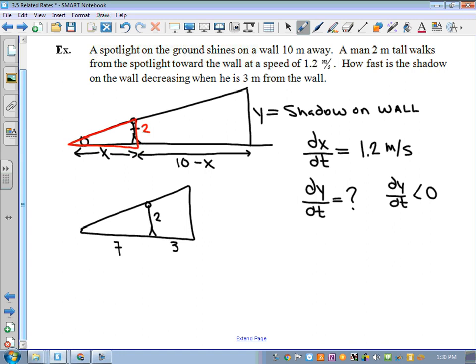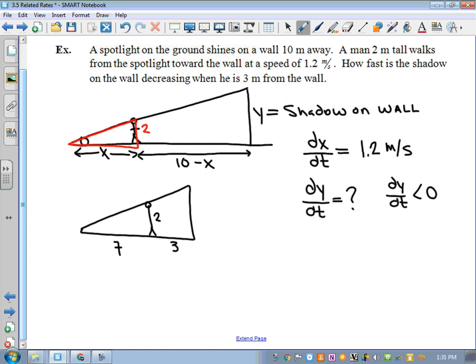Now, the best way of doing this question by far, because we are trying to find dy over dt, is to rearrange using special triangles and get an equation that relates y in terms of x. And the way that we do that is with the diagram above, and I'll just draw an arrow so we understand where I'm talking from.